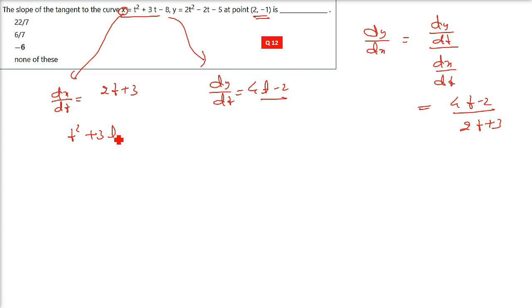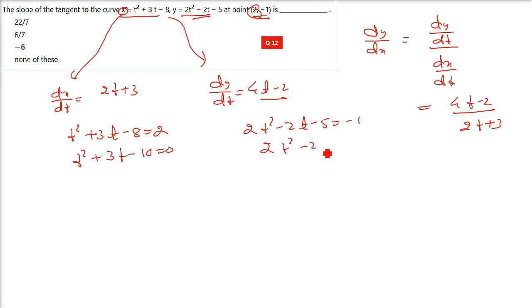For that, because x and y is given, x will equate here or put it as 2. Here we have 2t square minus 2t minus 5 equals negative 1. So we have t square plus 3t minus 10. We have 2t square minus 2t minus 4 equals 0. So this I am going to solve for you. So we have this 10 is there. So 5 times 2 is 10. t square plus 5t minus 2t minus 10 equals 0.